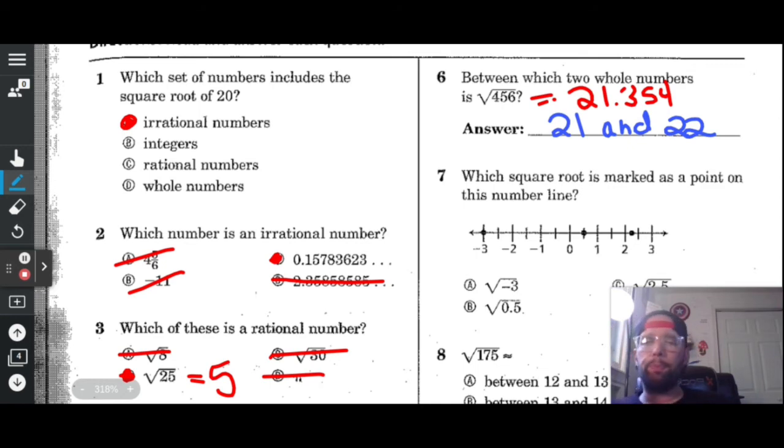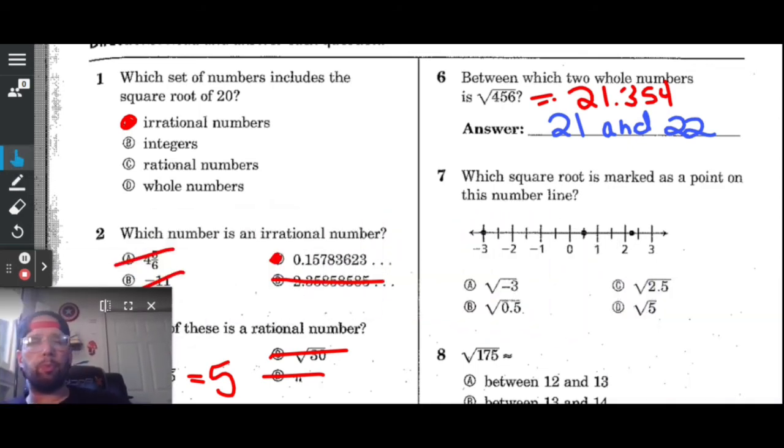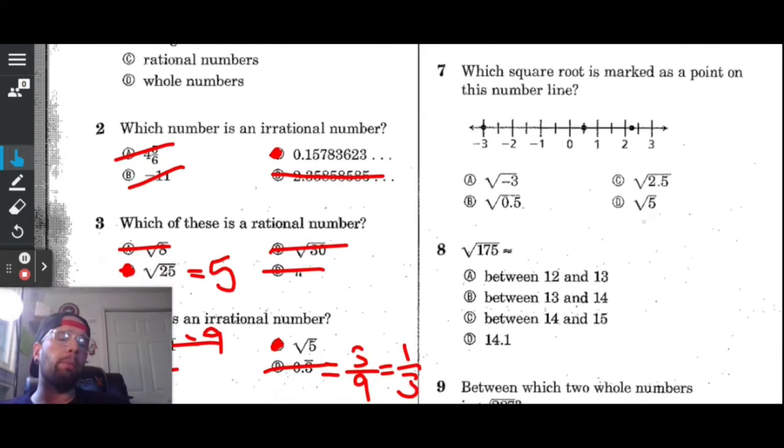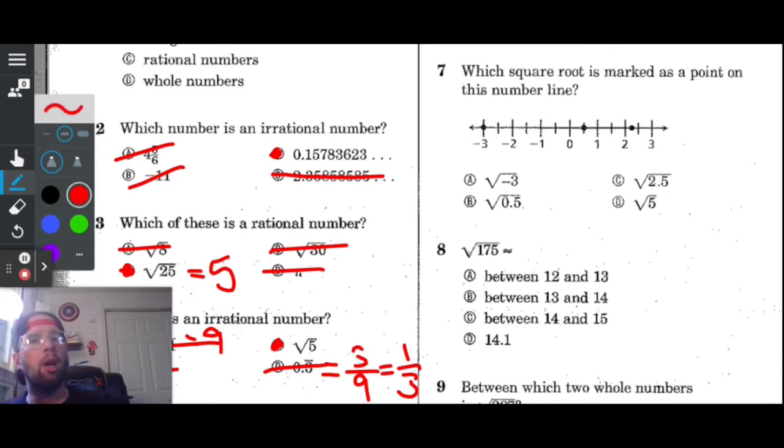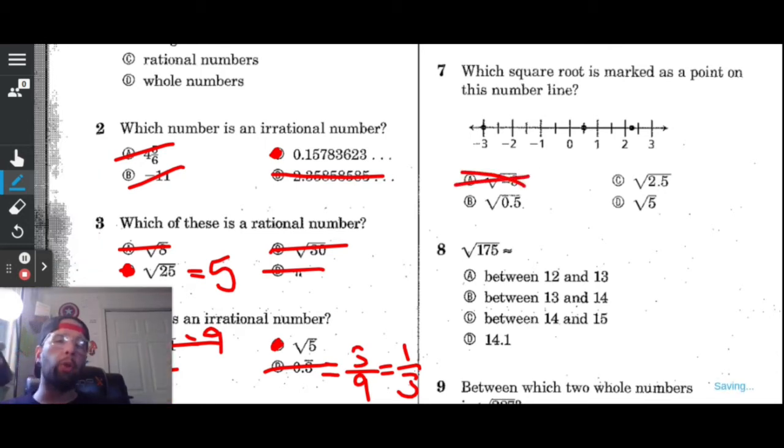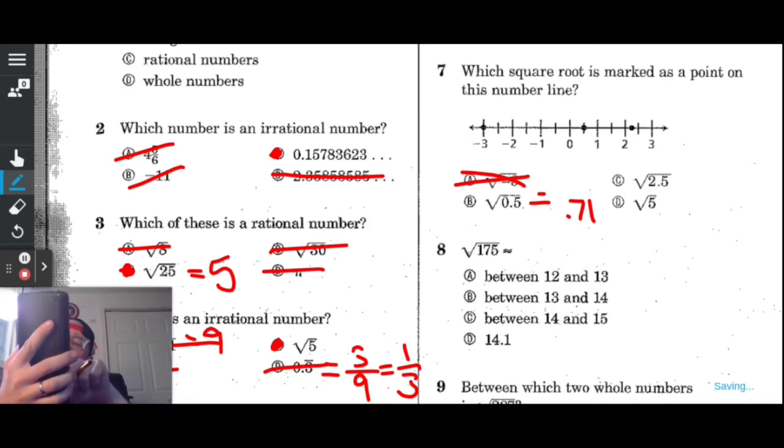Which square root is marked as a point on this number line? All right, so let's see what all of these are. The square root of negative, I can't take the square root of a negative, so you're not even an option. Square root of a negative number is impossible. The square root of 0.5 is 0.7. 0.70. So we'll put 0.71 because it rounds that way. The square root of 2.5 is 1.58.